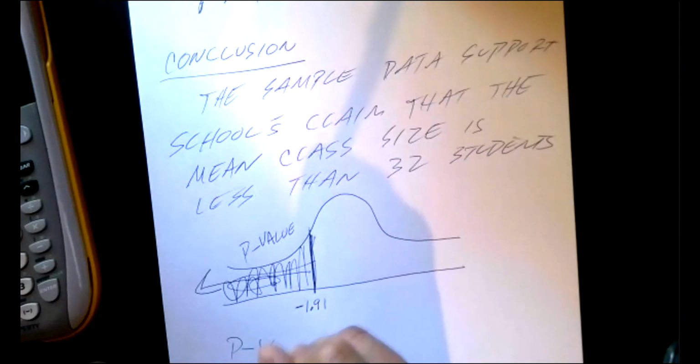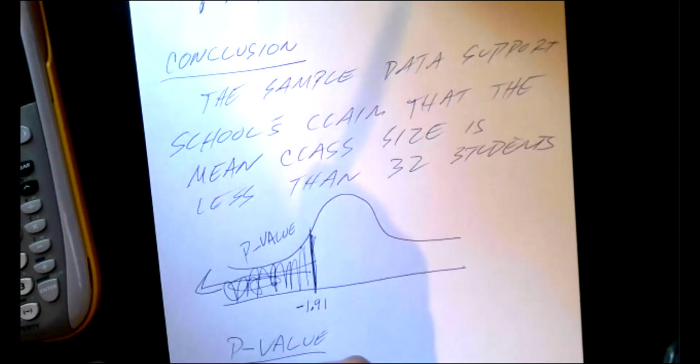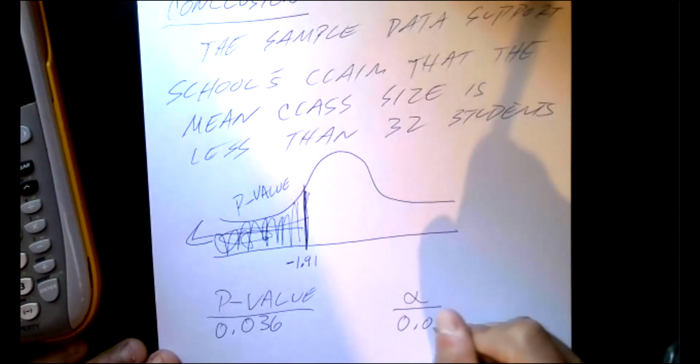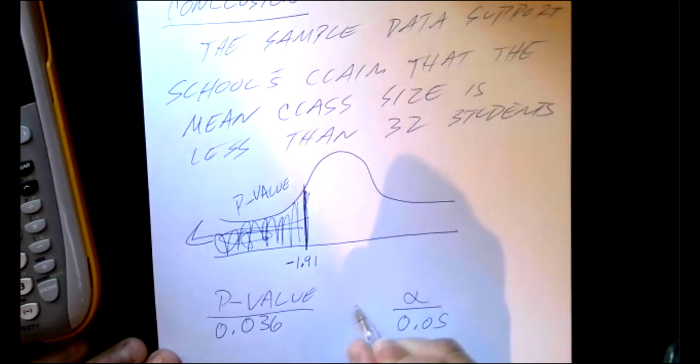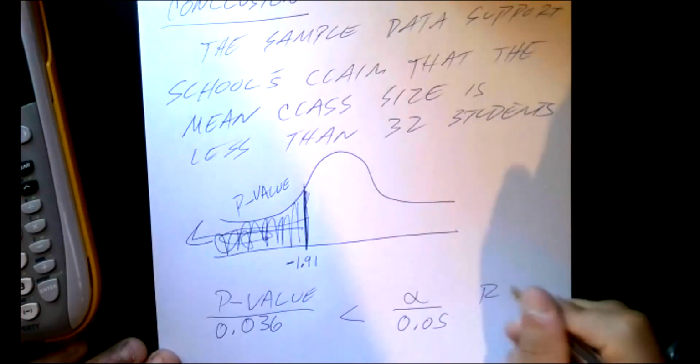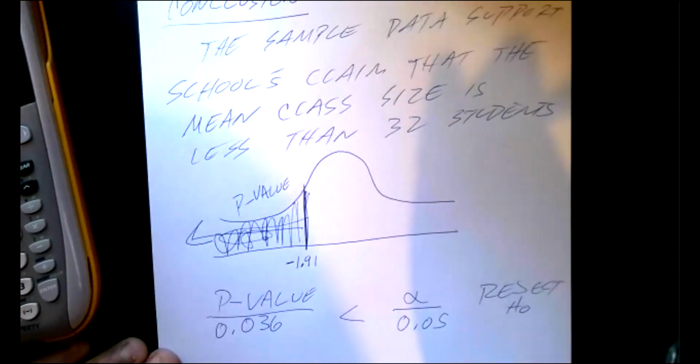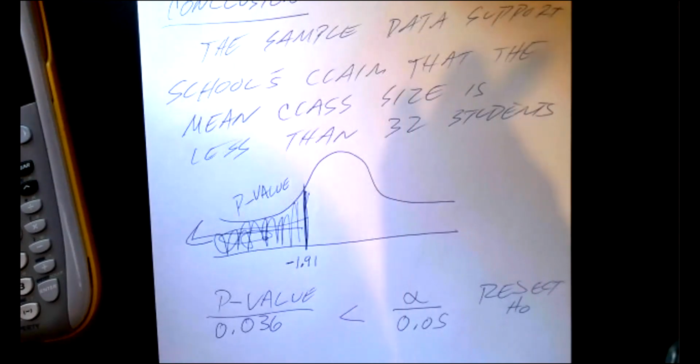The p-value, 0.036. The alpha value, 0.05. This is less than the alpha value, therefore you would still reject the null hypothesis. All right. What's next?